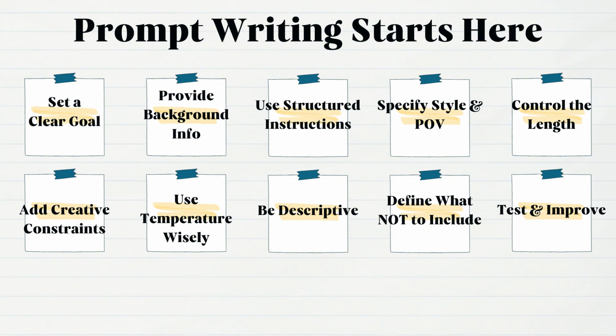The fourth point is to specify the style and narrative voice. If you want a novel tone, cinematic pacing, first or third person POV, the more specific the better. The fifth one is to set the length or time goals.